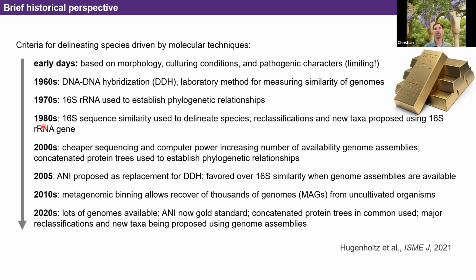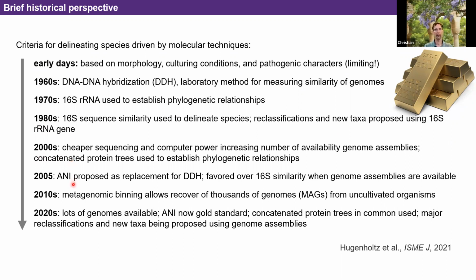In the 2000s, as I mentioned, everything got cheaper, including sequencing and computer power, right? And we could actually then calculate not only single gene trees of the 16S, but concatenated protein trees, right? And those were used also to look into the species concept.